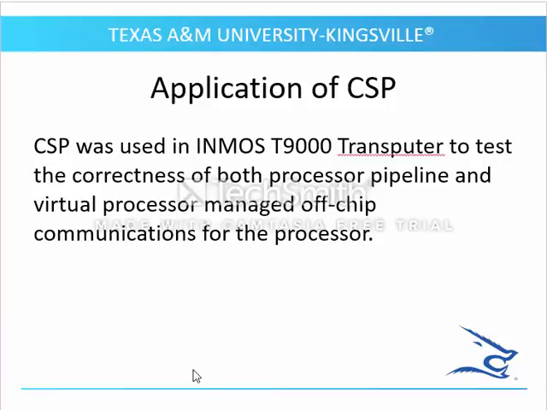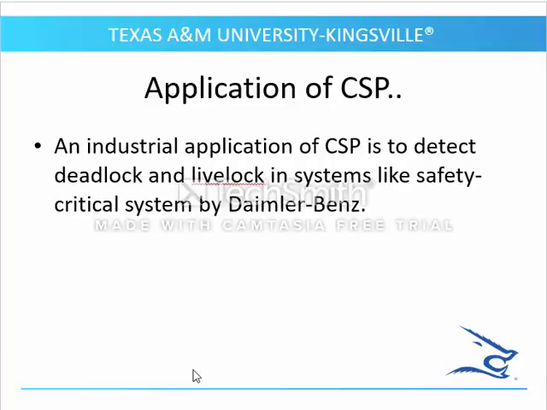Applications of CSP. CSP was used in the INMOS T9000 transputer to test the correctness of both the processor pipeline and the virtual process that managed off-chip communications for the processors. Another application of CSP is to detect deadlock and livelock in safety-related critical systems by Daimler Benz. Now, what are deadlocks?